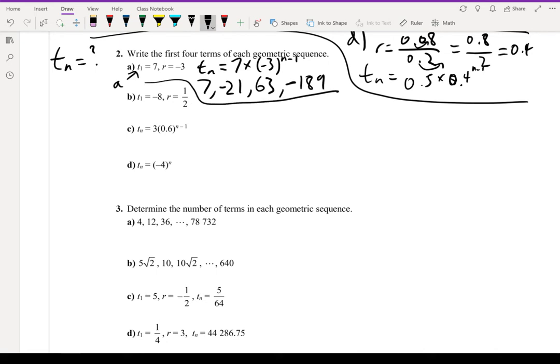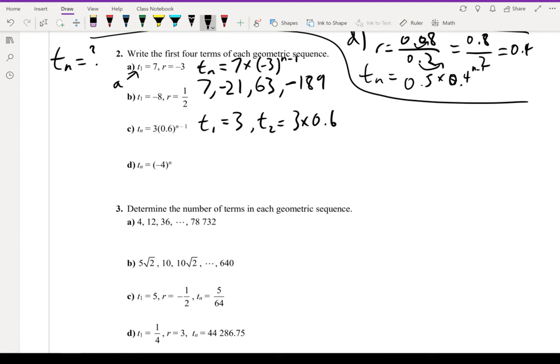Second question is very similar, so I'm going to skip B. Okay, and then C, it tells you the general form already. So all we have to do is substitute in those numbers. T of 1 is equal to 3, and then T of 2 is 3 times 0.6.